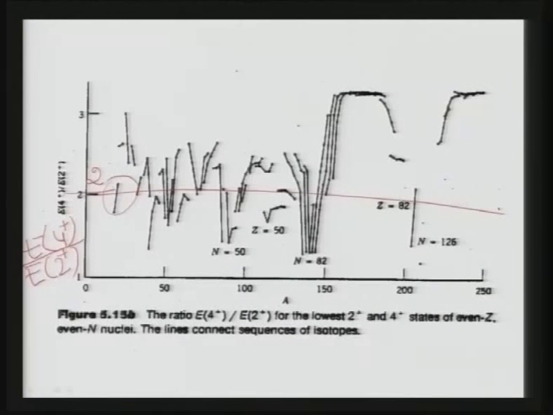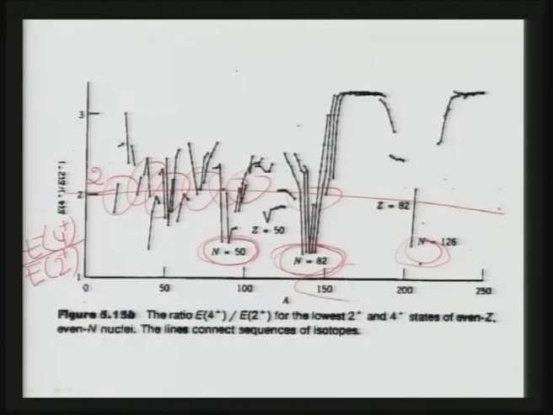So, you can see most of them are crowding around this 2. Closed shell effect is there, this is closed shell. So, at closed shell this ratio goes down. But if you are away from the closed shell, where these magic numbers are not there, n equal to 50 is here, n equal to 82, n equal to 126, but if you are not very close to that, most of the time you see that the ratio is around 2.